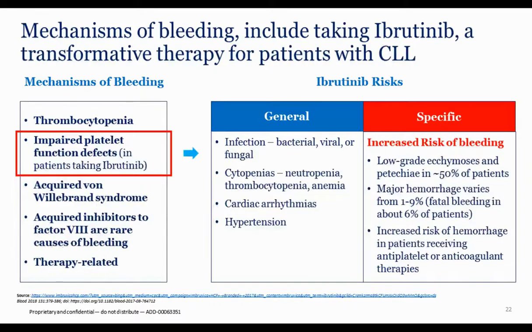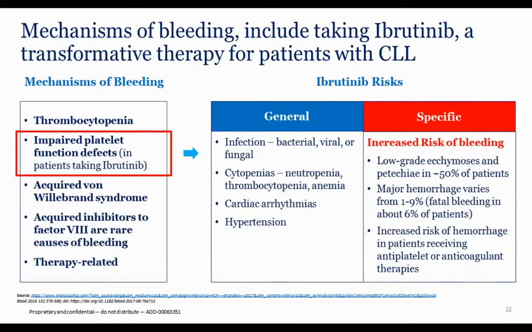When cytopenias do present in these patients, certainly we can perform a CBC to identify which lineage is decreased, and we can also get a white cell count along with a platelet count for the thrombocytopenia, and we can define the parameters for the anemia. Additionally, bleeding is associated with this particular drug, and many of these patients will present with low-grade ecchymoses and petechiae, and this actually occurs in about 50% of these patients.